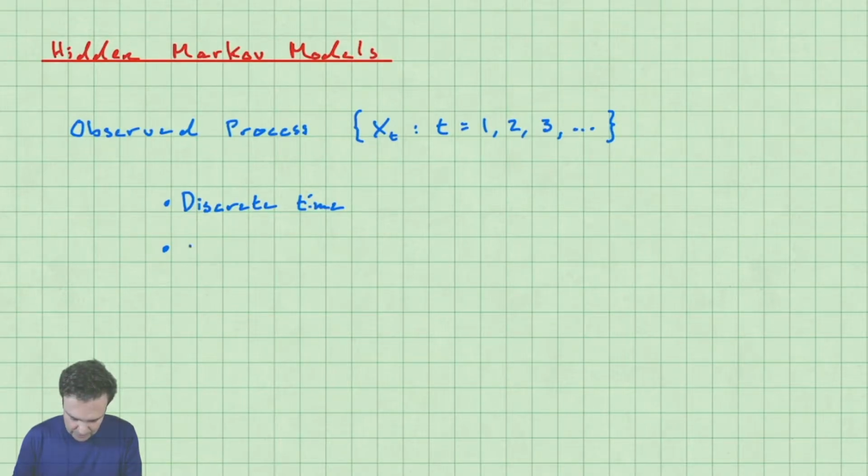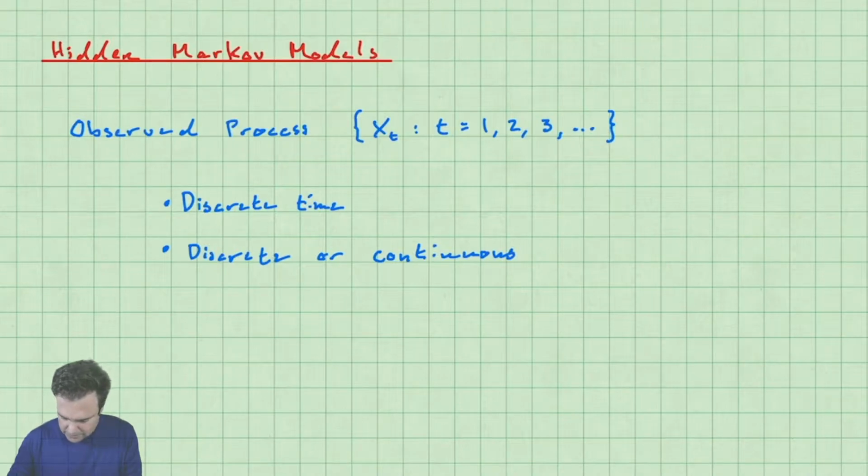And that the values that the random variable can take on could be either discrete, depending on the problem of interest, or continuous, which is new for us, a continuous state space. And the other thing is it's got other names, the observed process. So we sometimes call it the state-dependent process.